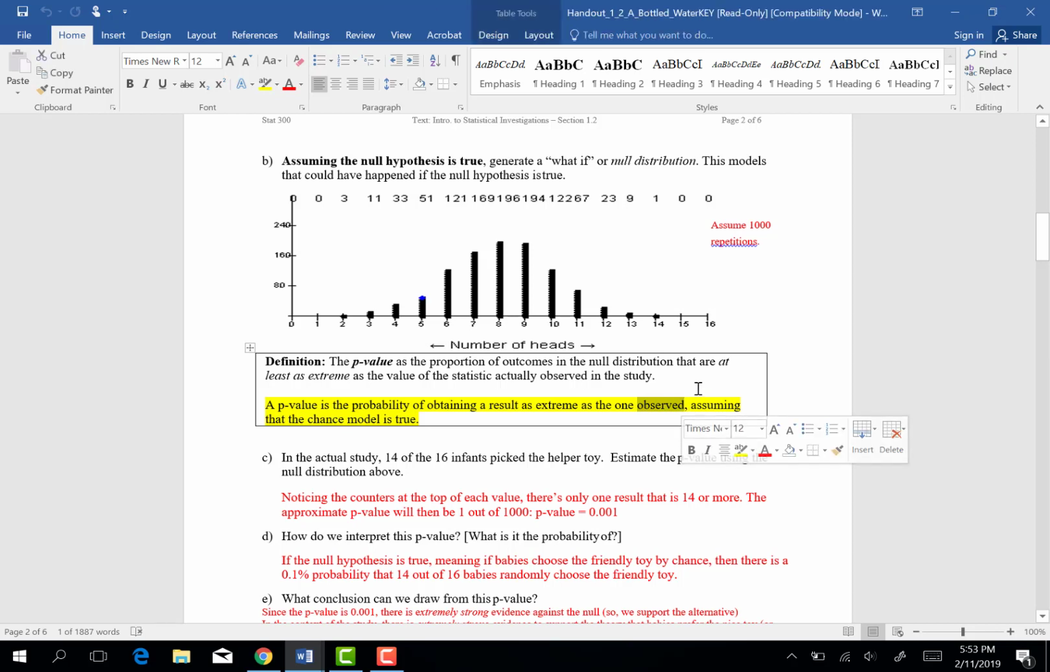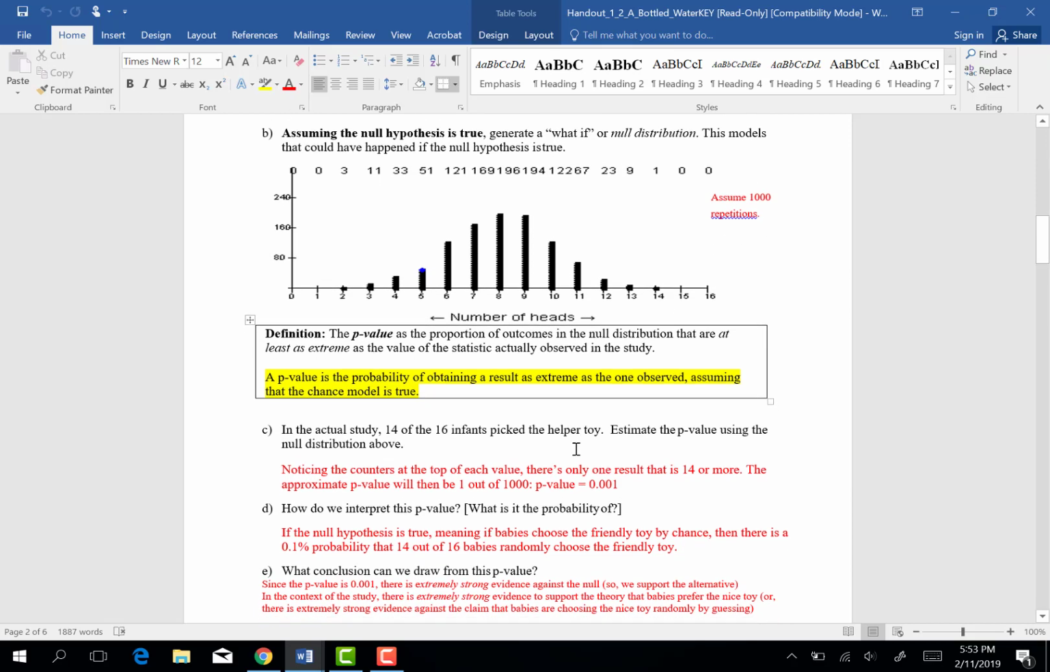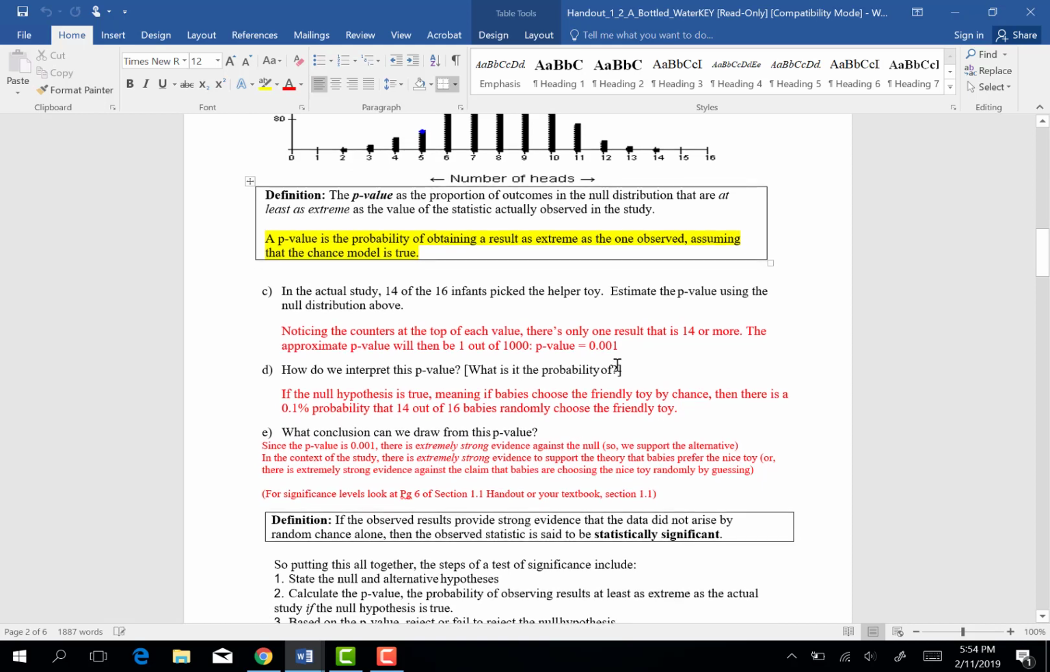So how many chose 14 out of 16? And we have the counter here. 14, only 1, 15, 0, and 16, 0. And this is out of 1,000 repetitions. Therefore, we have to get 14 or more, which is 1 out of 1,000. So the approximate p-value is 0.001.